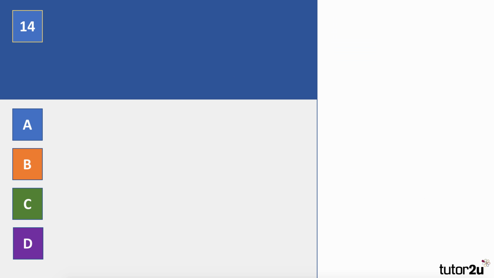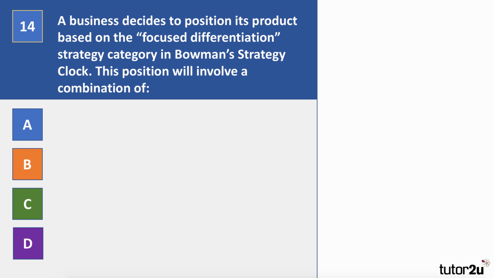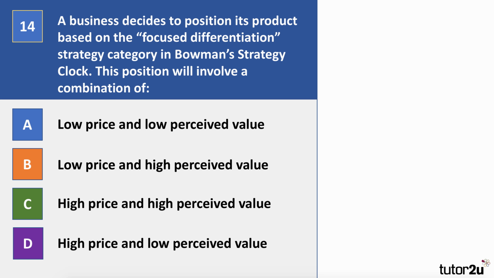2 to go. Question 14 now. This is quite a tough one, so think carefully. A business decides to position its product based on the focused differentiation strategy category in Bowman's strategy clock. This position will involve a combination of what? Here are the 4 options. So pause the video and work out your selection.